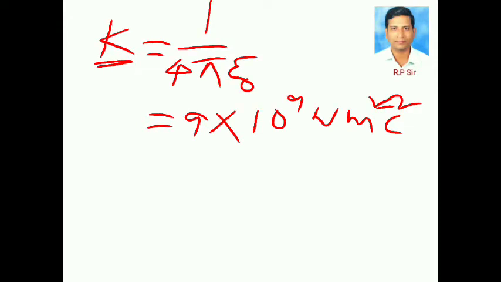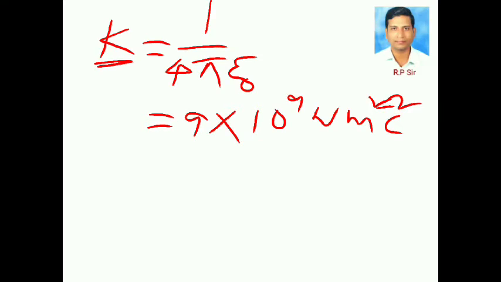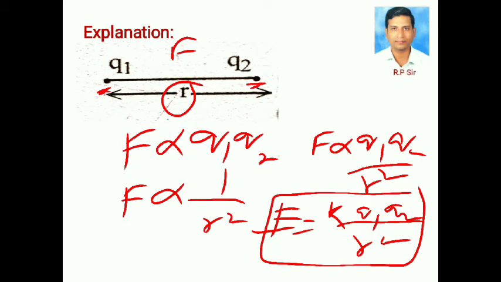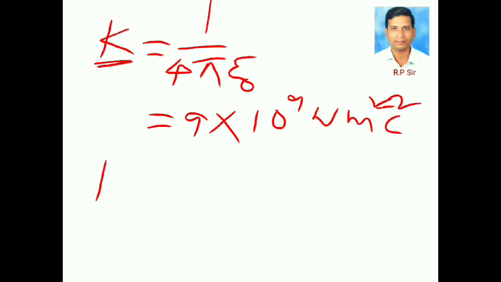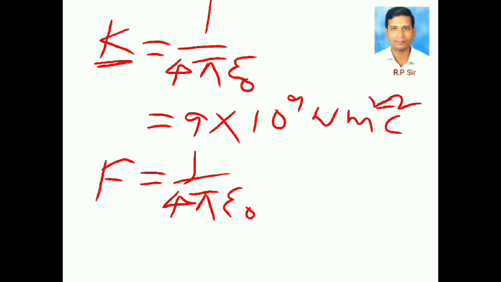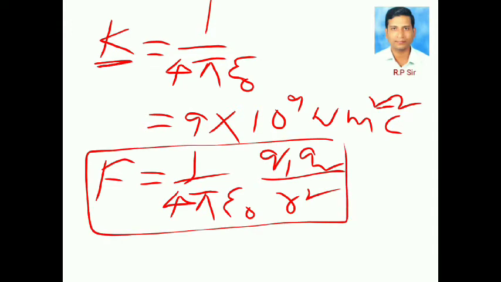By substituting this value in the above equation, we get F is equal to 1 by 4 pi epsilon naught into Q1 Q2 by r square. So this expression gives the force acting between 2 point charges according to Coulomb's law.